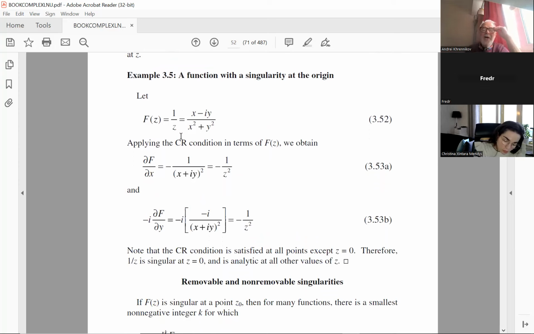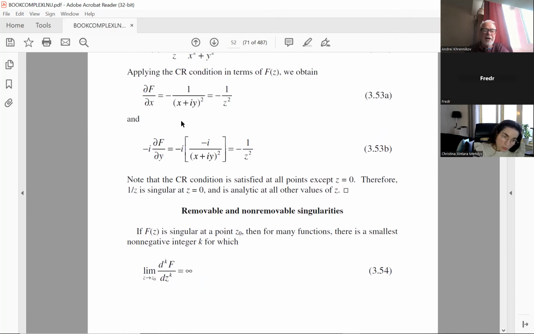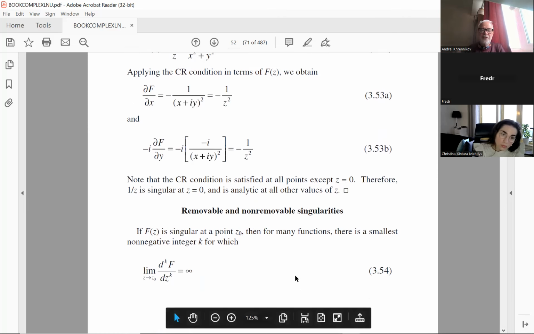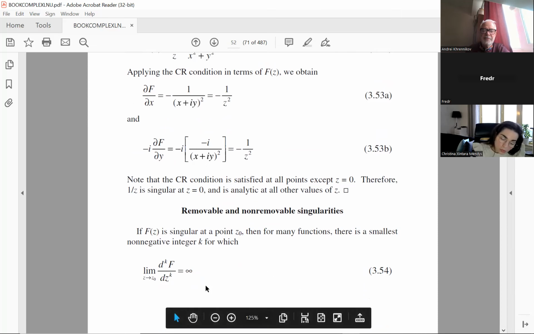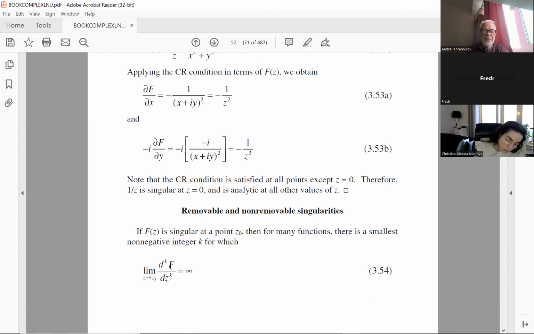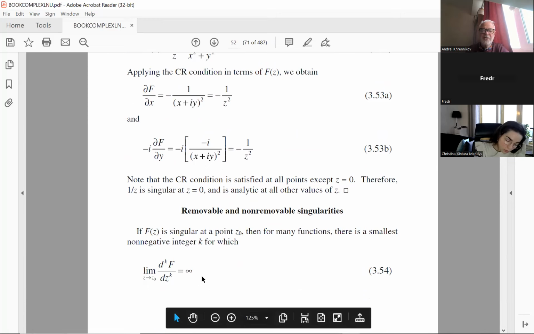So this function has a singularity. This is an example: if a function is not defined at some point, it has a singularity. Now we consider the following type of singularities. Consider the derivative of our function of some degree k, and suppose that the limit of this derivative at the point z0 is infinity.